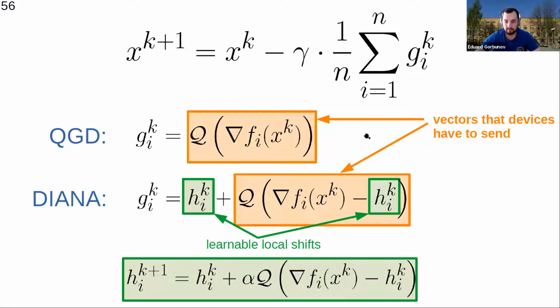Moreover, one can notice that devices just need to send vectors in the orange boxes, both for QGD and Diana. So why don't they need to send these vectors h_i^k? And the answer is simple, because the server can obtain h^k, which is the average of the h_i^k, using the information about these quantized differences. So actually, one can implement Diana without sending these shifts.